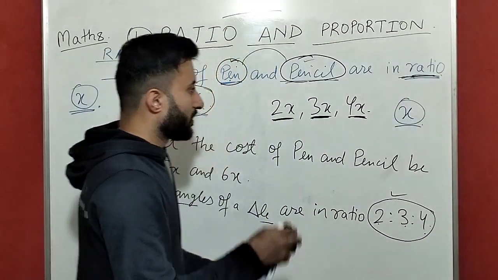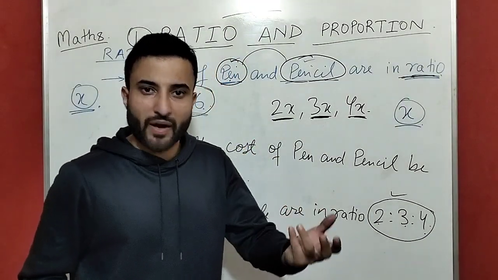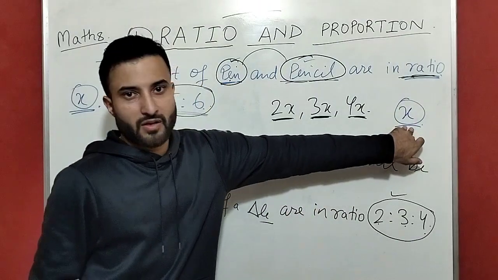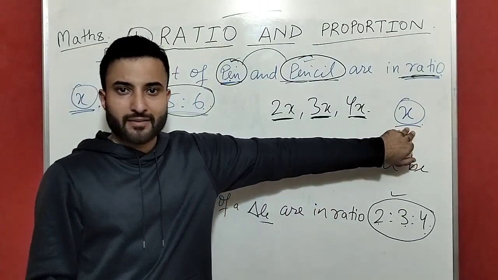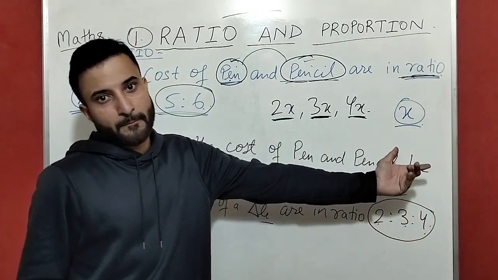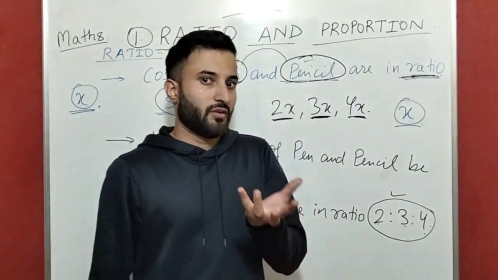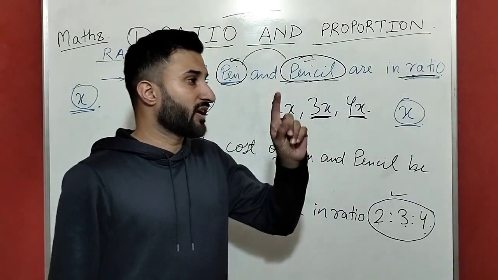You can see what we do: whatever we have to find, we take it as x, and then we find the value of x. This means that x also has some value. So you used to say, now, don't take the name x.